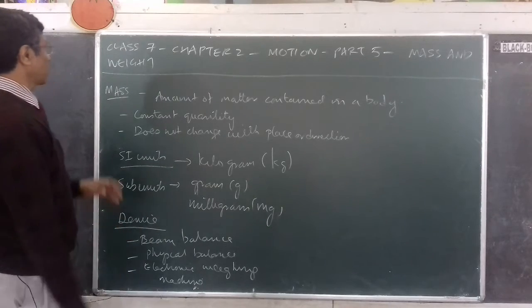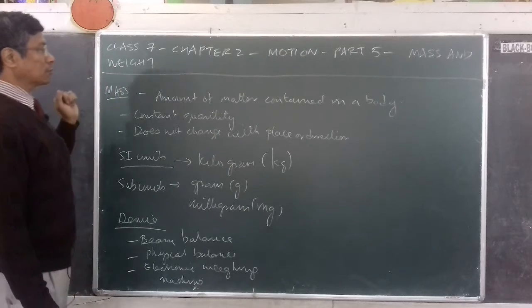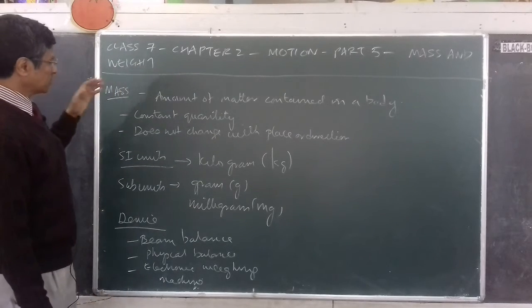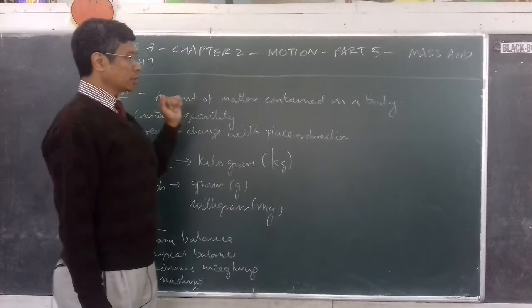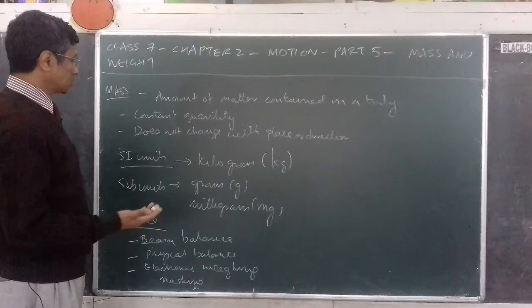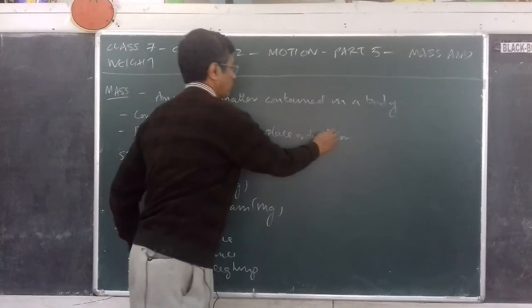Students, today we're doing class 7, chapter 2, motion, part 5, and we're discussing mass and weight. Mass, as you know, is defined as the amount of matter contained in a body. It is a constant quantity, that means it does not change, and it does not change with place or direction.